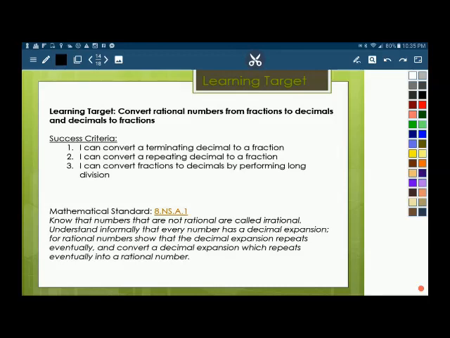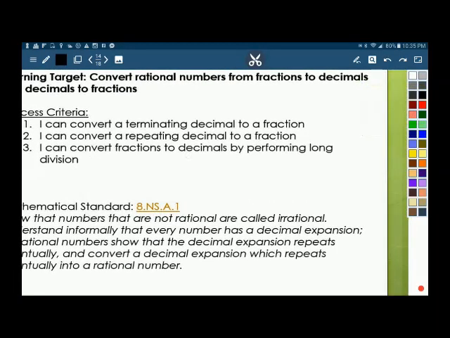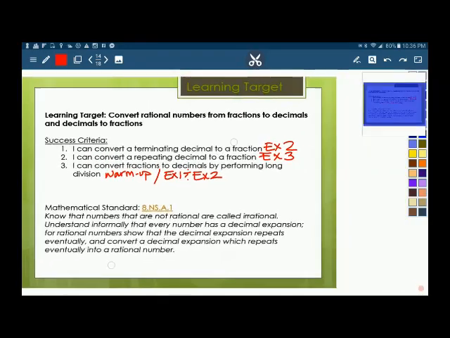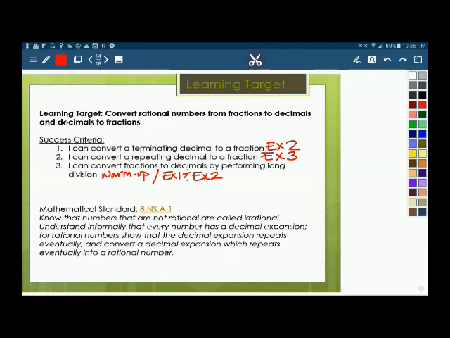Alright, so that wraps up our lesson on converting rational numbers from fractions into decimals and vice versa. We did our success criteria a little out of order. Number 3, success criteria, converting fractions to decimals. We did that in the warm-up, and we also did that in example 1 and example 2. For converting terminating decimals into fractions, we did that in example 2, and we did the repeating decimals in example 3. So please make sure you can go in and out of the 2 different forms, decimals and fractions.